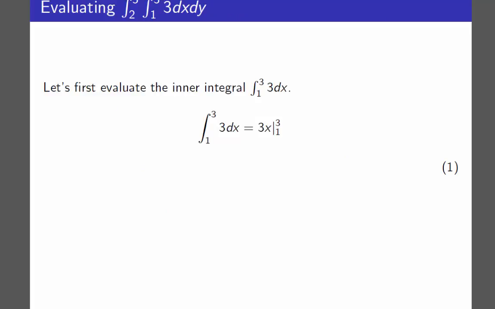So to first start this computation, we'll evaluate the inner integral, the integral of 3 from 1 to 3 with respect to x, which is equal to 3x evaluated from 1 to 3, which is equal to 3 times 3 minus 1, which is just 3 times 2, or simply 6.